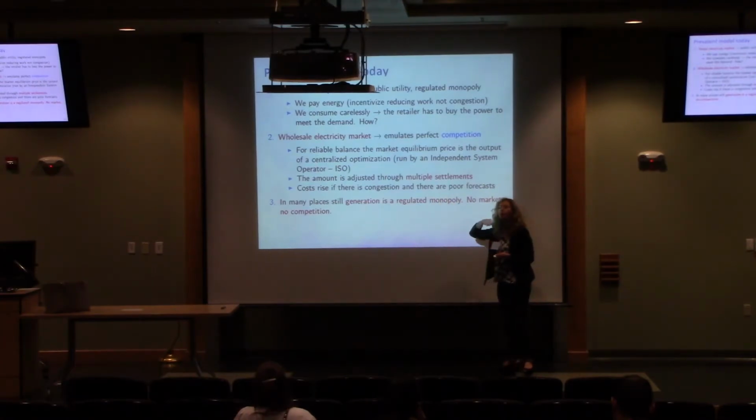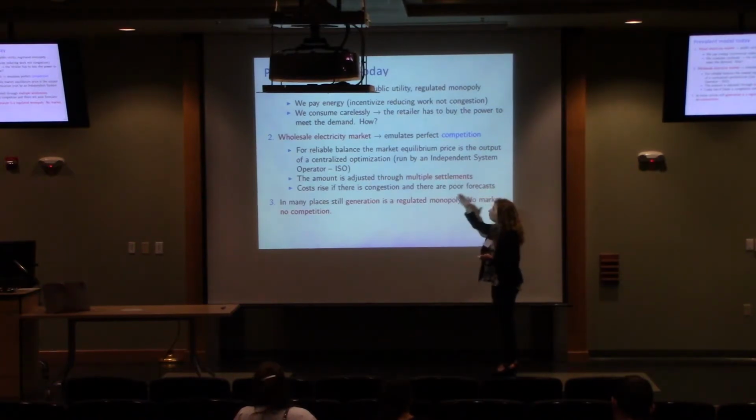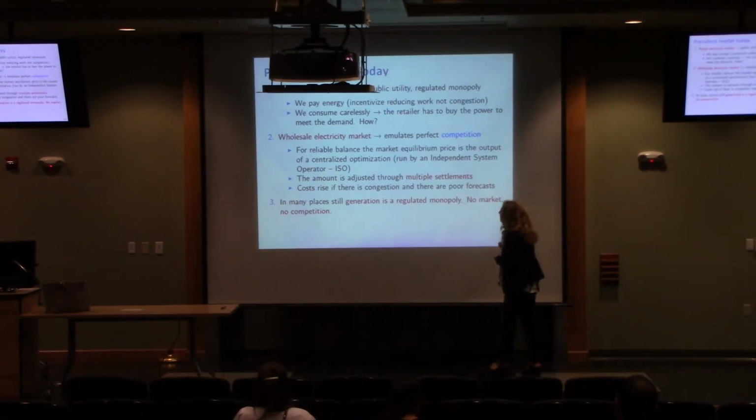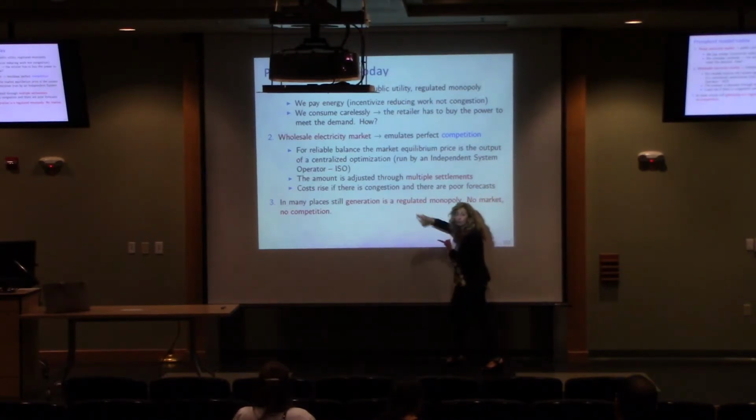Okay, so they take all the bids from the generators, right? They say, I will produce this many megawatts at this cost. If you want more, I will produce it at this higher cost, and so on and so forth. And I have these constraints. And then the utilities go there and say, I want this amount of power. And this independent system operator finds the competitive price, the competitive solution for this market. And this is done in multiple settlements, as we will see. So what makes the cost rise is congestion, right?